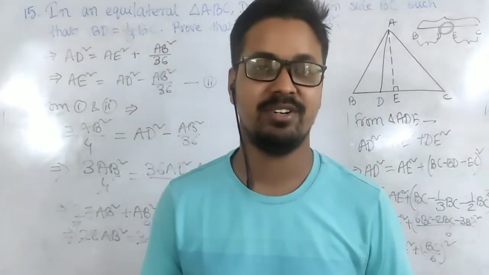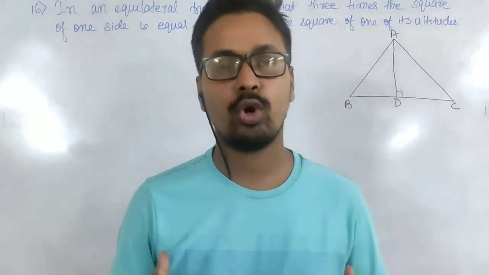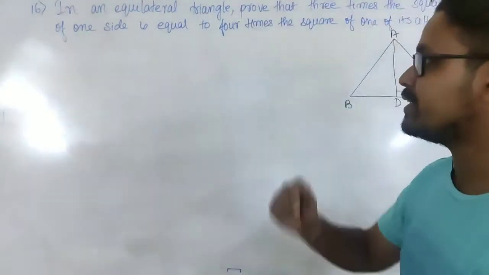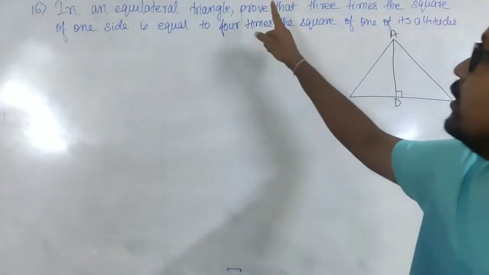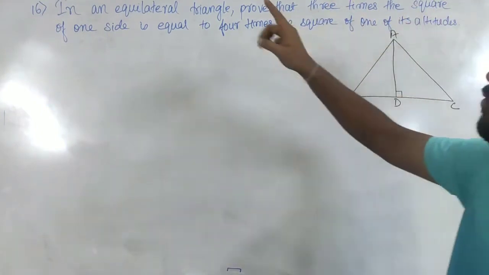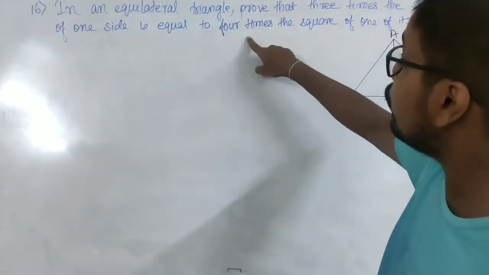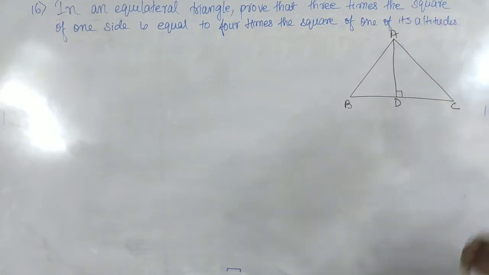Let's move on to question number 16. We are on to question number 16 and here is the question. In an equilateral triangle, prove that 3 times the square of one side is equal to 4 times the square of one of its altitudes.